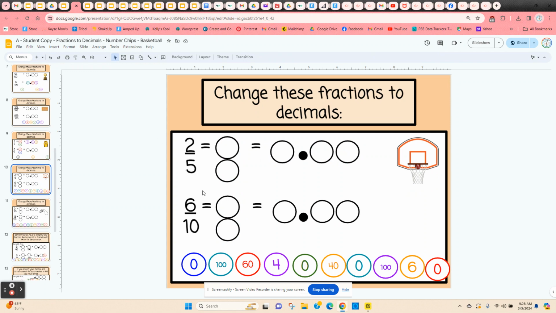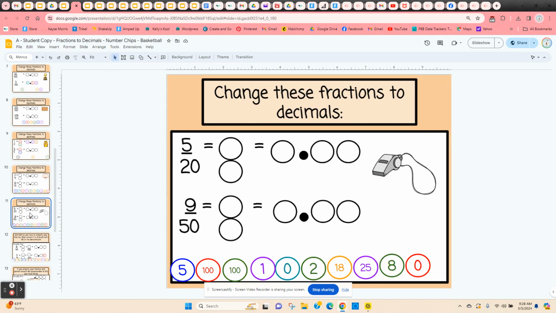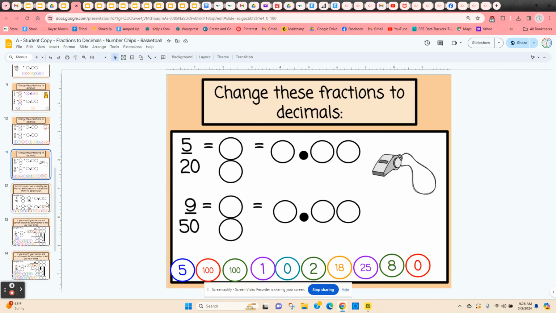They've got a few more to change here. Again, what do they multiply times 5 to get 100? So 100 will be placed here and here. And then go ahead and convert to a decimal. They got a few more to do.